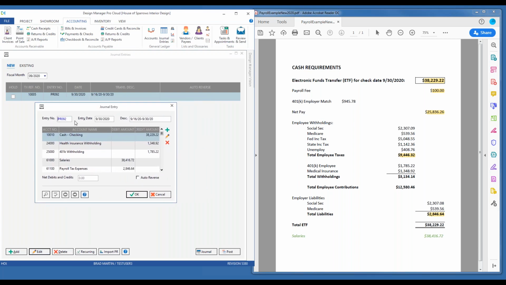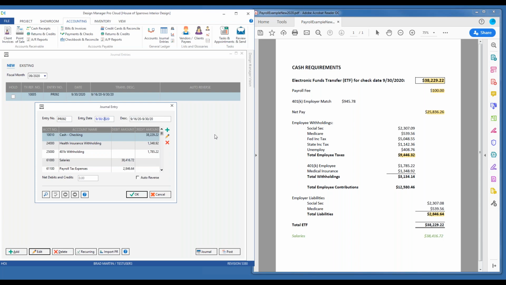First off, we have the journal entry number. Now, Design Manager is going to create an entry number for you, but you may have an internal journal entry number scheme that you prefer, or your accountant may certainly have one as well. I use the designation of PR 09 as the month, so payroll for the 9th month, and then some indication of which pay period it is. 1, 2, or 3, first, second, or third if you're on biweekly, or first or second, or A, B, or C, something along those lines. Just an example that works well for me.